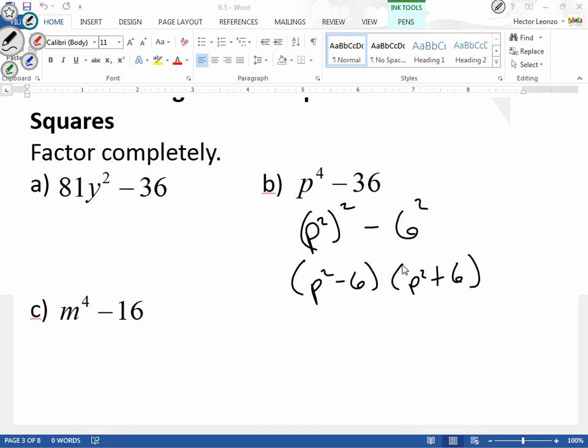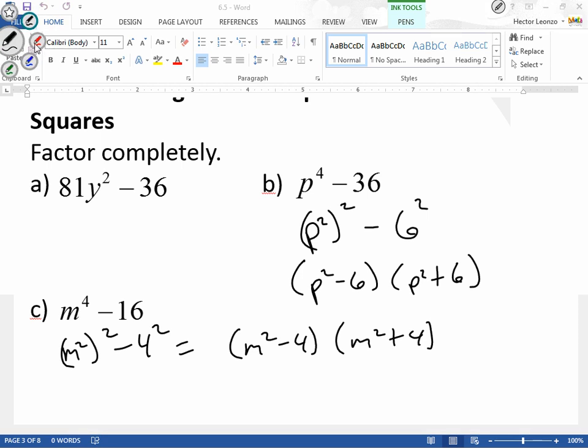Okay. See where I have the minus? If I could do the difference of the squares here again, I can split this one into two more parentheses, so it will be 3 in total. We're going to see it right now in example C. m to the fourth minus 16, let me write that as m squared squared minus 4 squared. So that breaks down as m squared minus 4 and m squared plus 4.